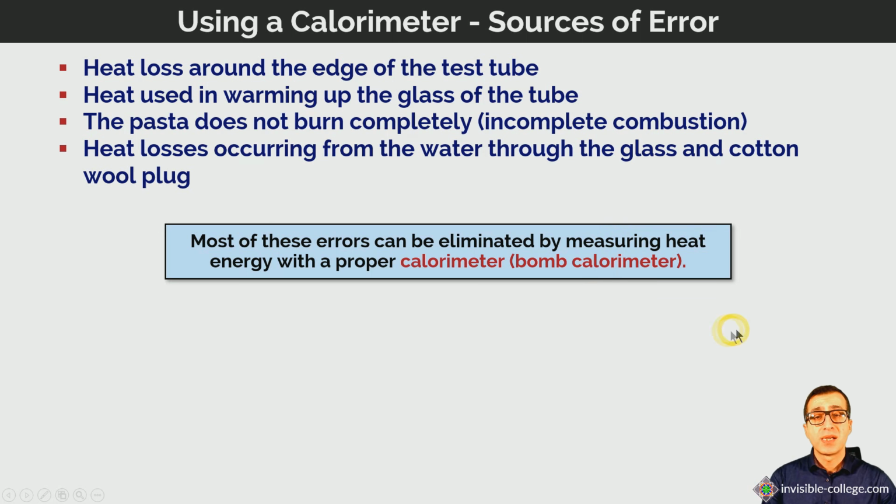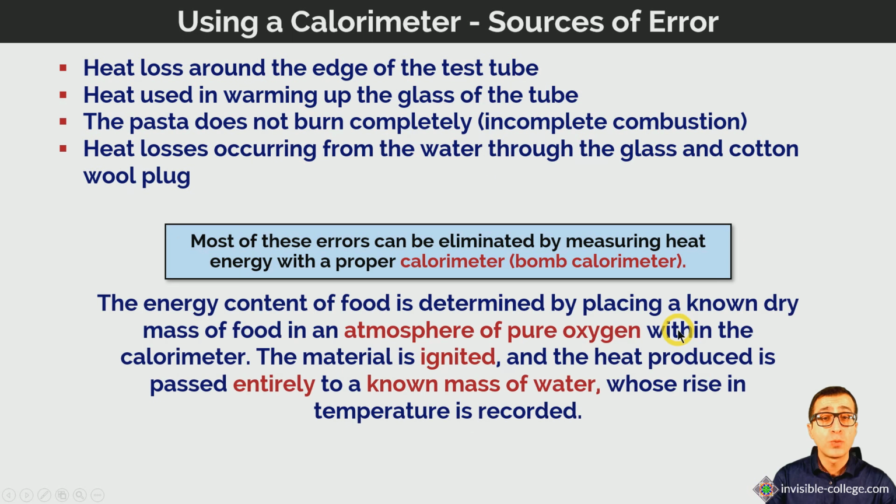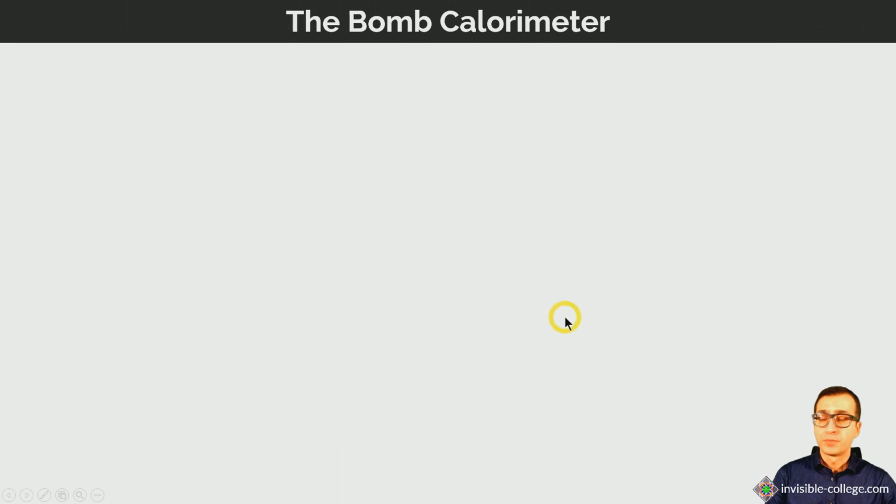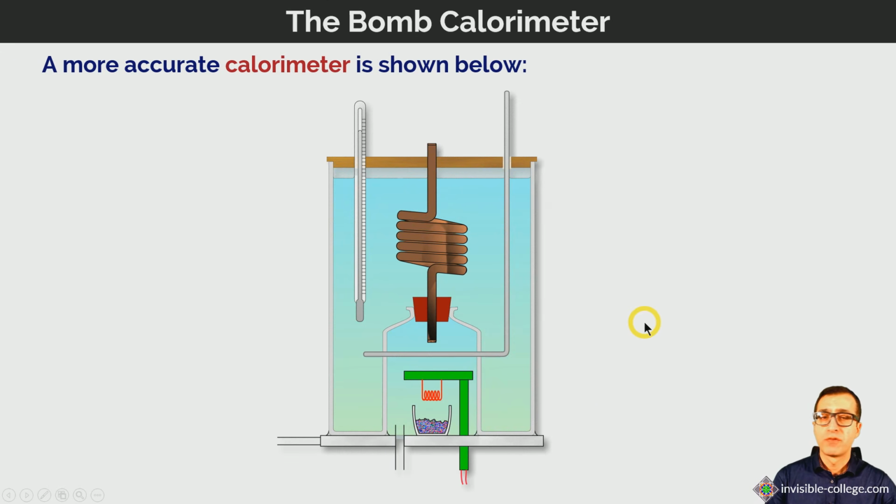So the way that this works is that, again, it's the same principle, but in this case, rather than using atmospheric oxygen, we place a known dry mass of the food into an atmosphere of pure oxygen within the calorimeter. Now, the material is ignited using an electrical discharge, and the heat produced is passed almost entirely to the known mass of water, and the rise in temperature again is recorded. Now, the bomb calorimeter is much more accurate, partly because of these reasons and partly also because of the design of the device. So, here we can see the design of a bomb calorimeter.